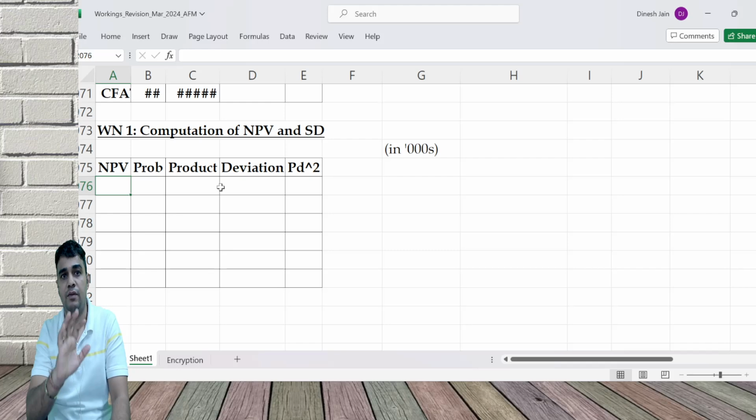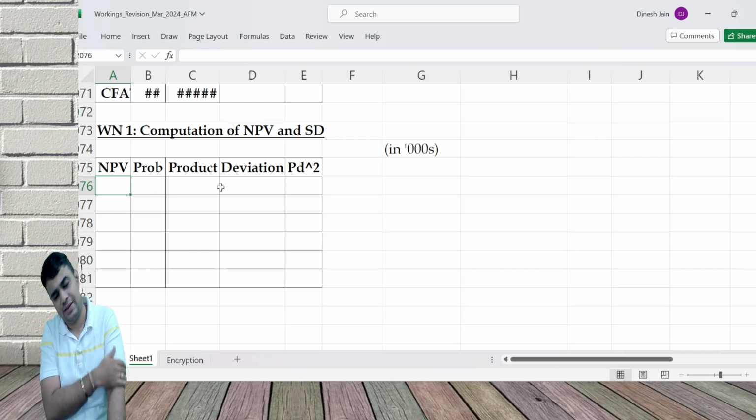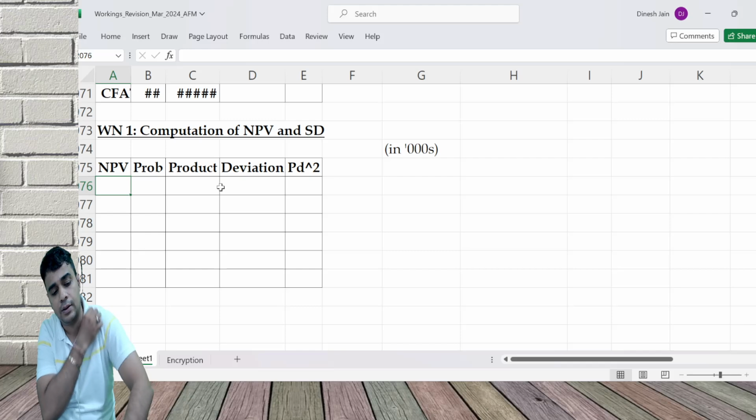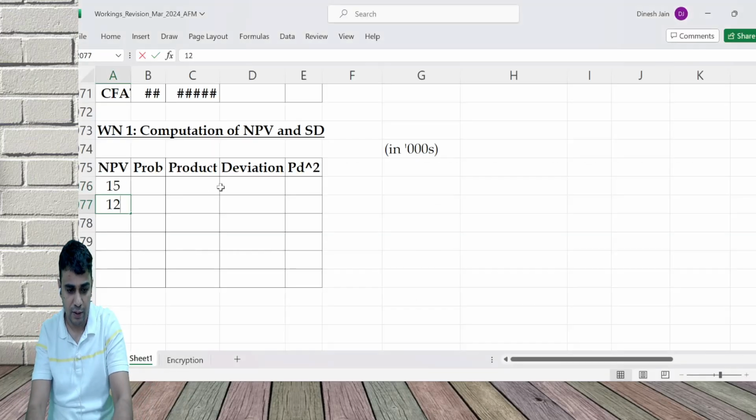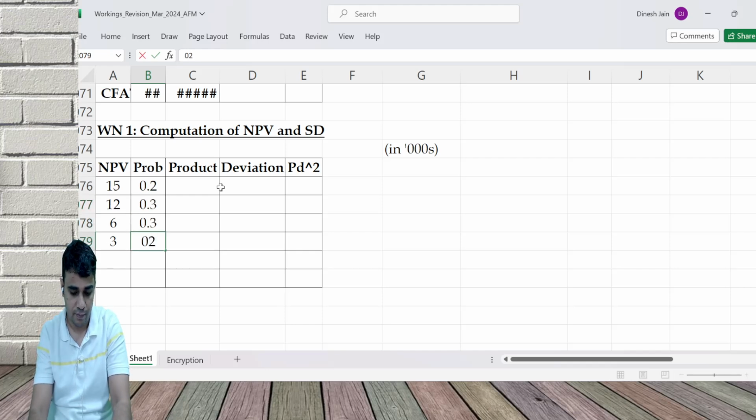First question, we'll do it together fully properly. Next question onwards, if a lot of calculation is there, I will do it. The explanation part will be the most critical. What are the NPVs given? 15, 12, 6 and 3. Probability is given. Product, do the multiplication. I want you to do one question.